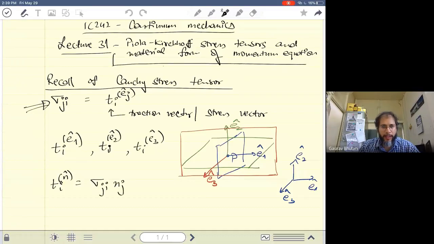sigma ji nj, or in terms of the traction vector, it's Ti = Ej nj. So the whole idea of having this sigma, or the traction vectors on three mutually perpendicular planes, was to be able to find the traction on any arbitrary cutting normal, any arbitrary cutting plane.